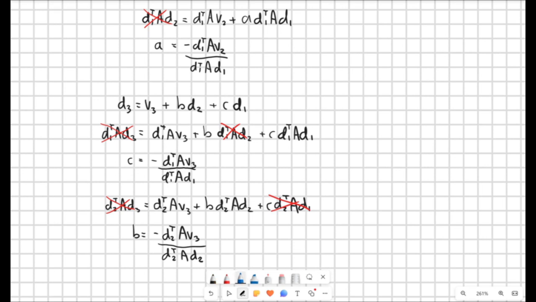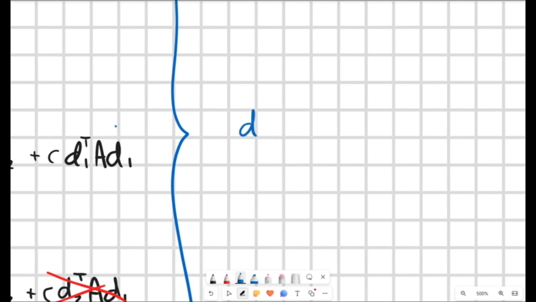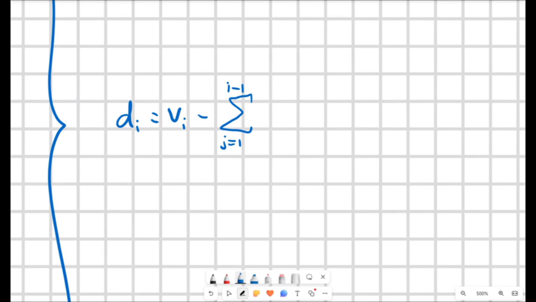So I'll put it over in the corner here. Generally speaking, for our ith search direction, di, we take the vector vi, and then we remove from it a summation that goes, I'm going to use a j here, up to i minus 1, because we're actually removing the components of the previous search directions. So from j equals 1 to i minus 1. And we have dj transposed A times, again, this ith vector vi, all divided by dj transposed A times dj, all multiplied by the jth search direction.